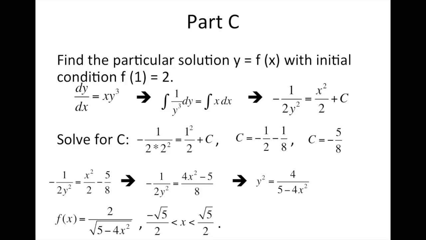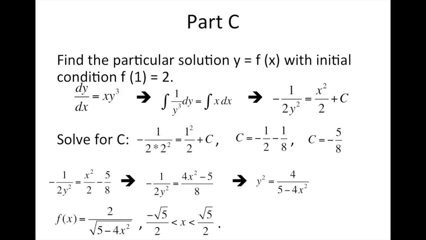And now by taking the reciprocal of both sides and dividing the top by 2, we get y squared is equal to 4 over 5 minus 4x squared. And now, by taking the square root of both sides, we get y, or f of x, is equal to 2 over the square root of 5 minus 4x squared.